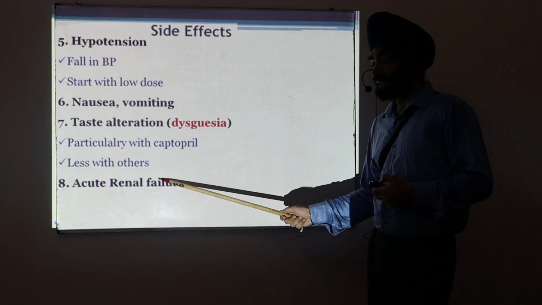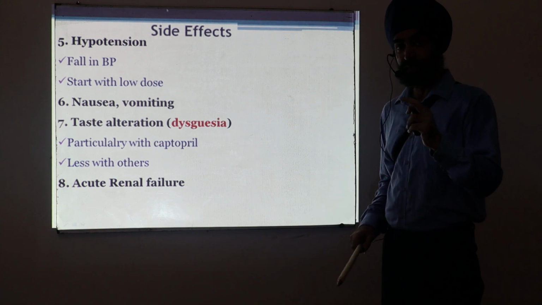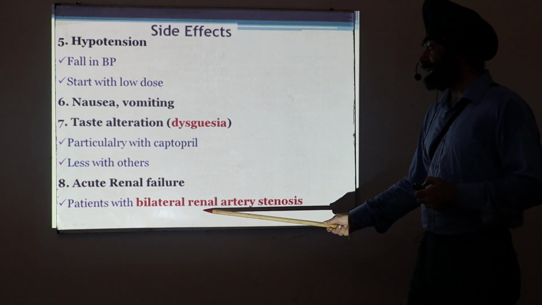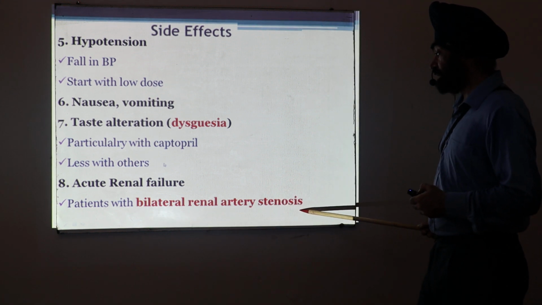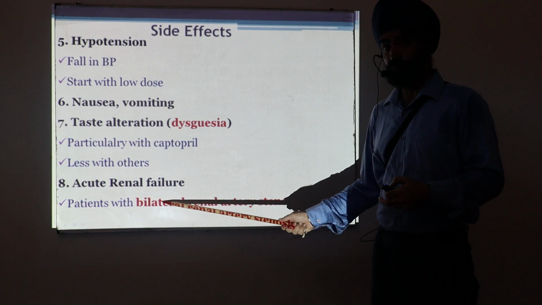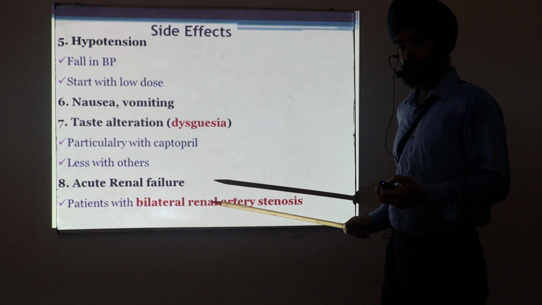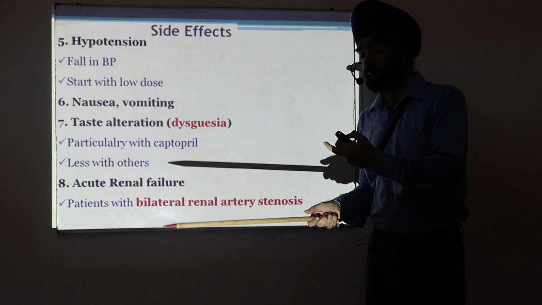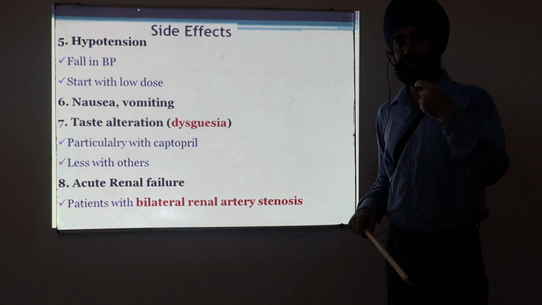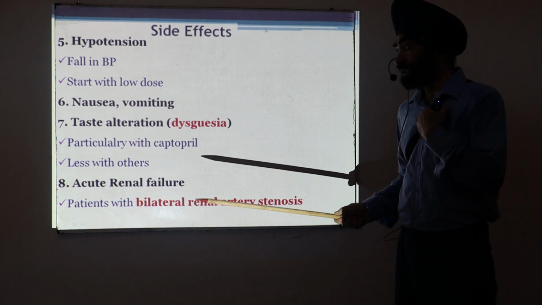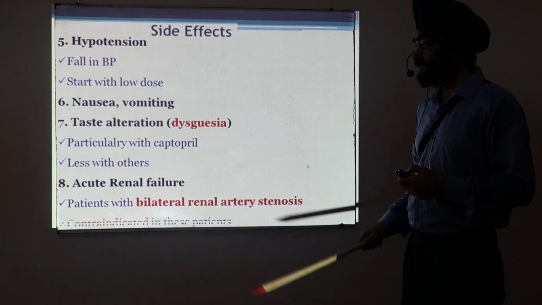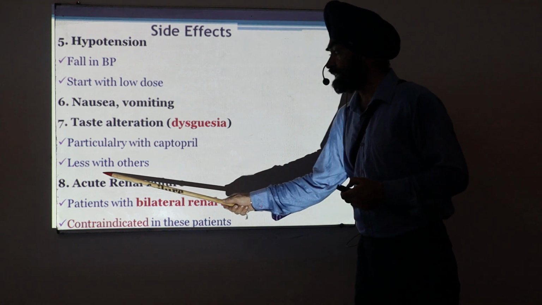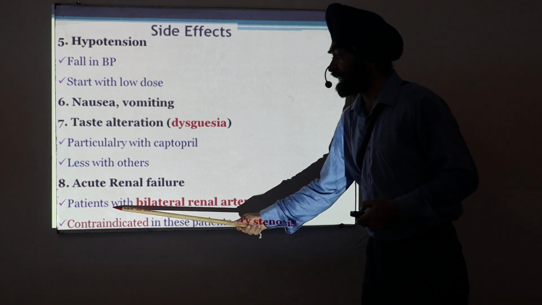Then this is an important thing, acute renal failure. Not in all, in some patients: those suffering from bilateral renal artery stenosis. Bilateral means both renal arteries, the arteries supplying the left kidney and the right kidney, have stenosis. The blood vessels are narrowed. So if this kind of patient is given ACE inhibitors or ARBs, then acute renal failure can occur. So this is a contraindication.